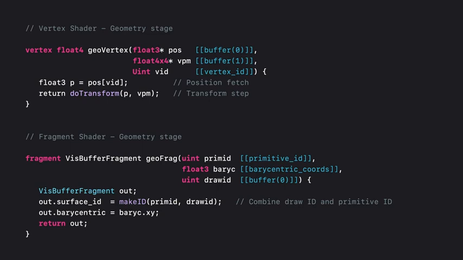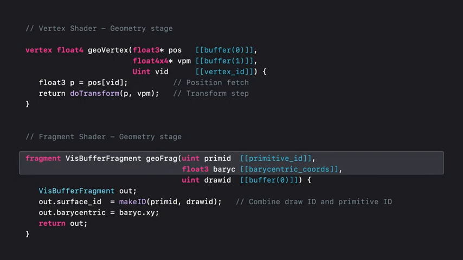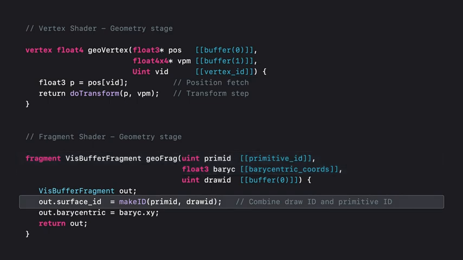Let's start with the geometry phase, which has a simple vertex and fragment shader. The vertex shader only needs to transform and output the position. In the fragment shader, we make use of the new primitive ID and barycentric coordinates available in the Metal shading language. We combine the primitive ID and additional draw index into our surface identifier, so we can identify primitives across vertex buffers, as we will see later.